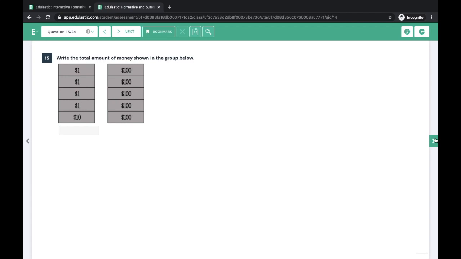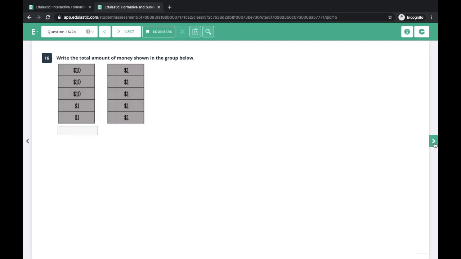Let's count the total amount of money in this group. We see hundreds, tens, and ones, but we see our $1 bills first, and then our tens, then our hundreds. Just because we see them in a different order, that doesn't mean we have to count them in a different order. Let's still start with our hundreds and work our way to our 1s. So count with me. 100, 200, 300, 400, 500, 510, 511, 512, 513, 514. So in this group of money, we see $514.